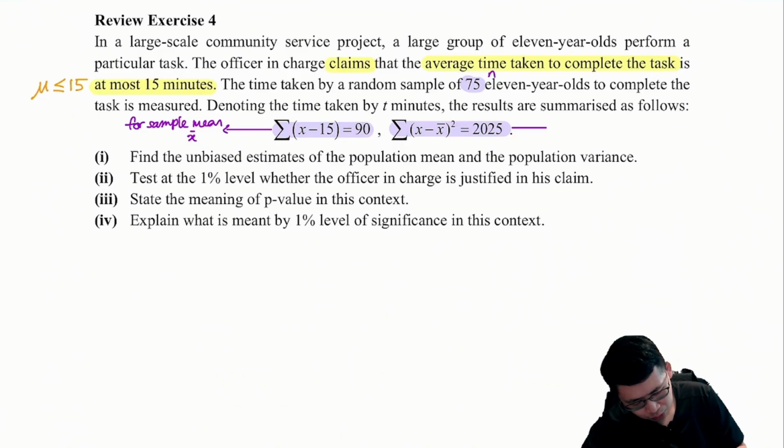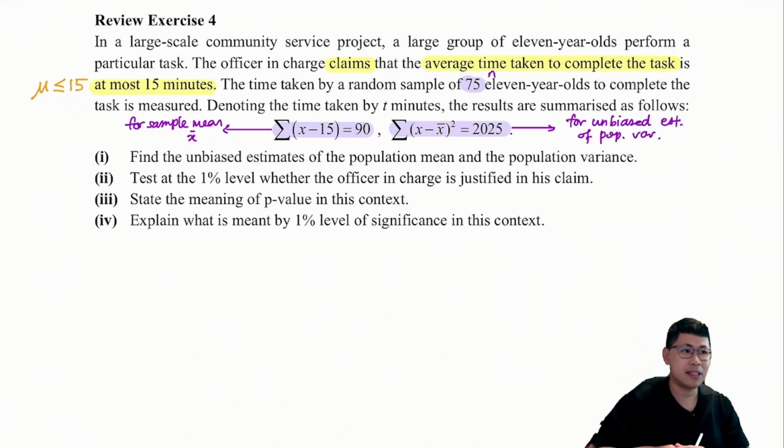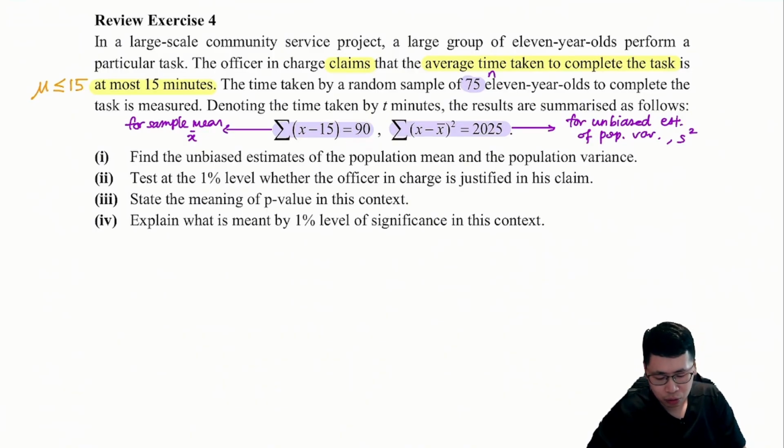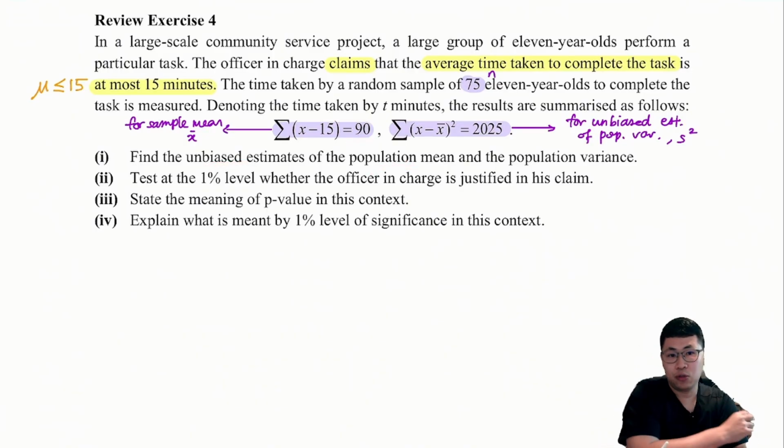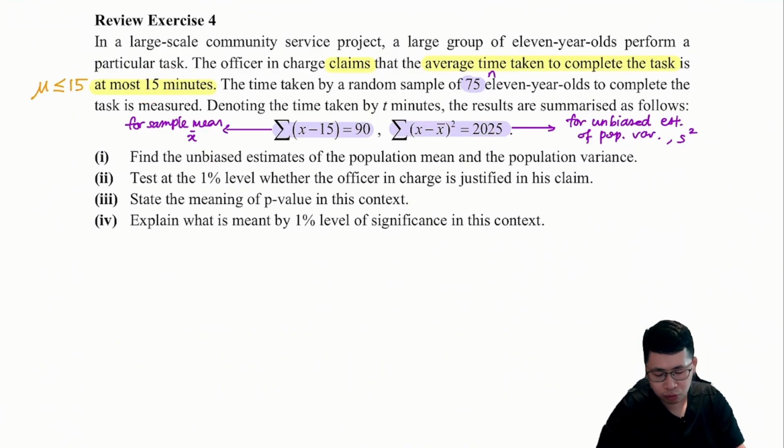Okay, whereas for this one over here, it is for us to calculate the unbiased estimate of the population variance, because if you notice, we did not have any variance in the question. So we will be using this one over here as our population variance. Whereas the sample mean is for us to test. So we do not use the unbiased estimate of the population mean for the distribution, because we're going to assume that the distribution would follow the population mean in the question.